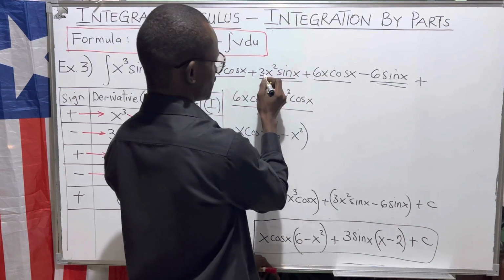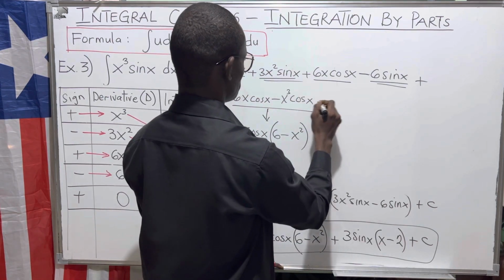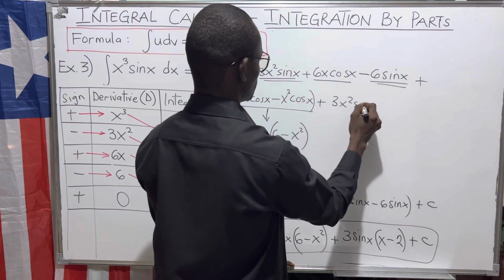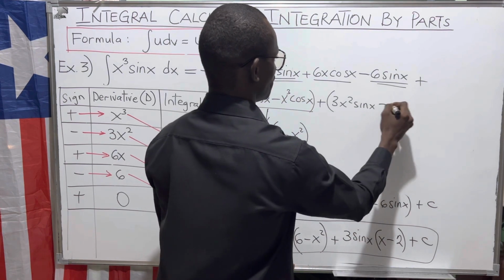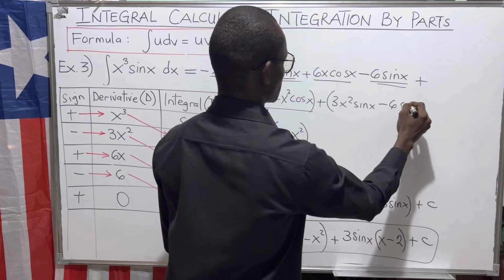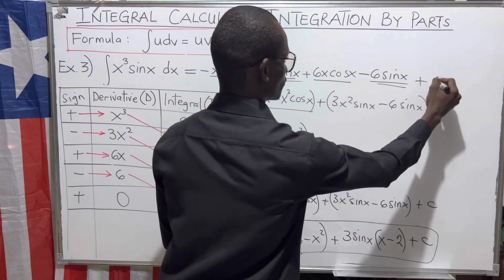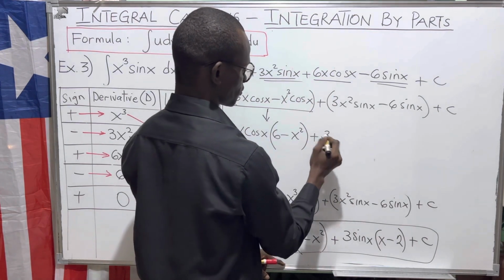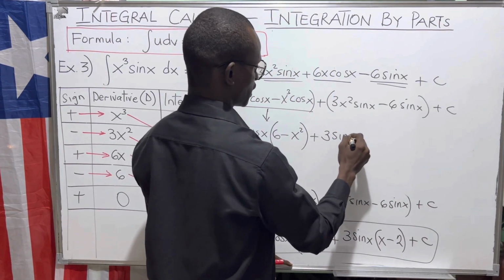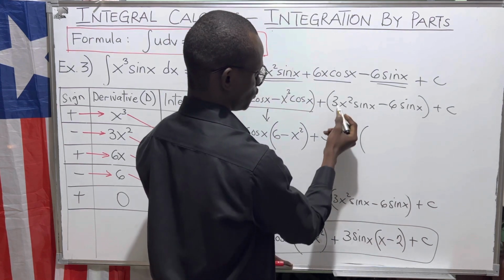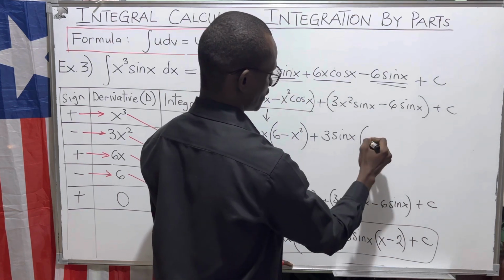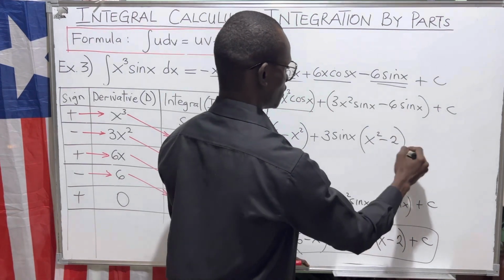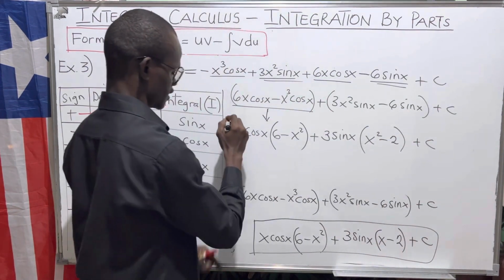Then the next two terms, we have positive 3x squared sine of x, and then minus 6 sine of x. So what happens, 3 can come outside, sine of x can as well come outside. So 3 and 3 cancel, sine and sine cancel, you're left with x squared, minus 3 goes into 6 2 times, plus c. So you see?